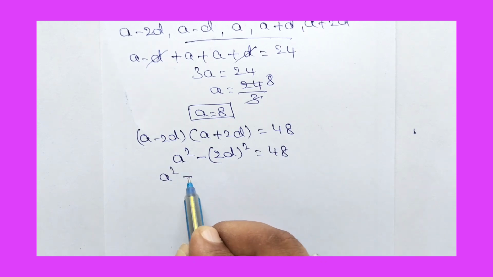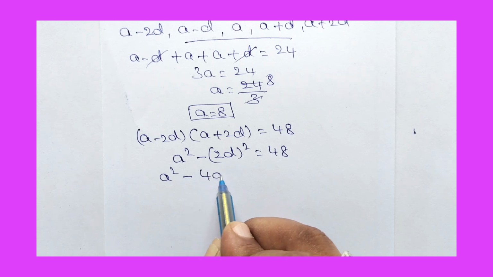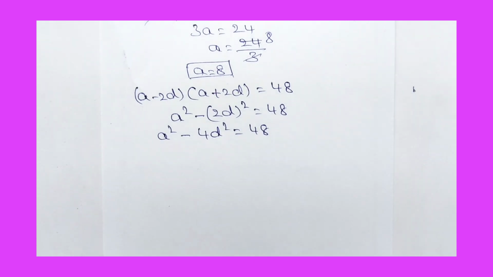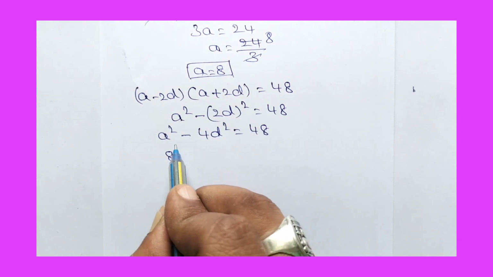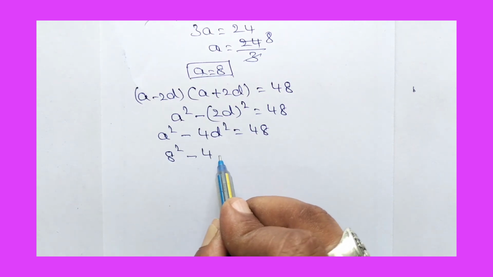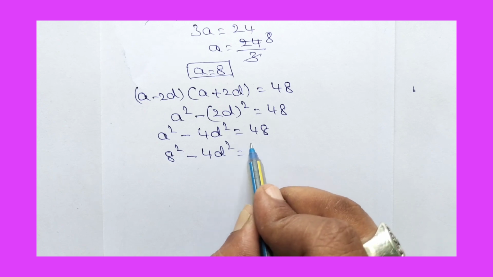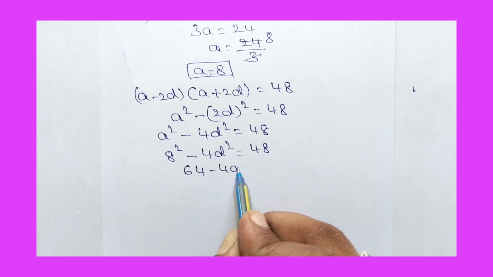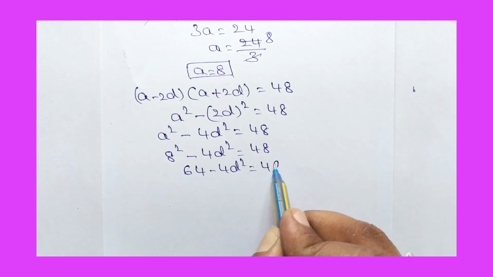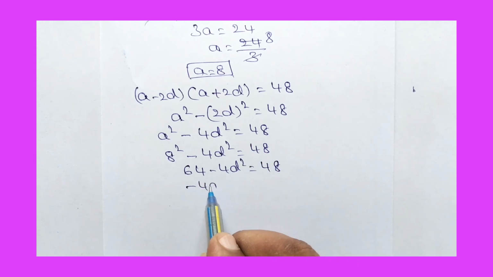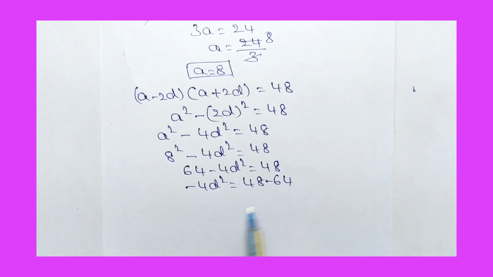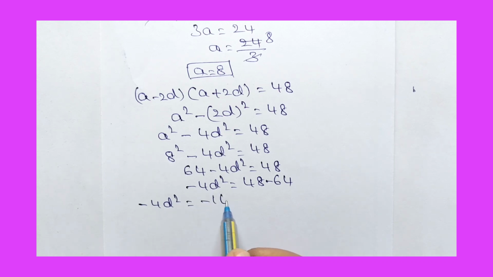So a square minus 2 square, that is 4d square, is equal to 48. So substitute the value of a as 8. 8 square minus 4 into d square is equal to 48. So 8 square is 64, minus 4d square is equal to 48. So minus 4d square is equal to 48 minus 64. Minus 4d square is equal to minus 16.